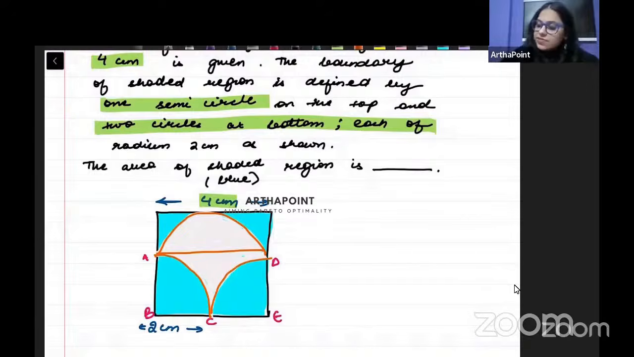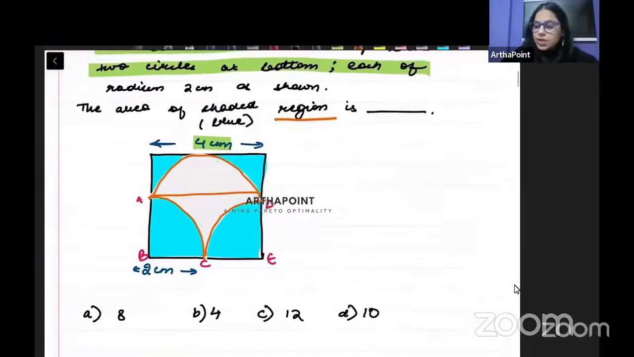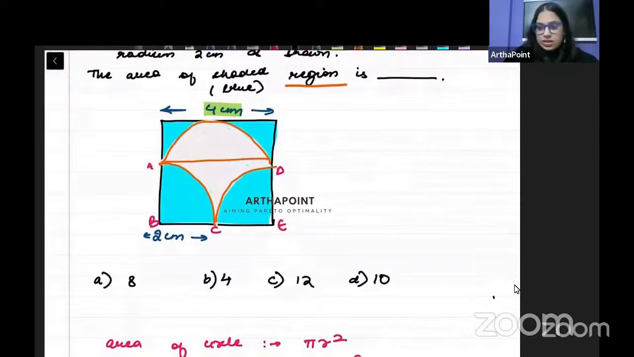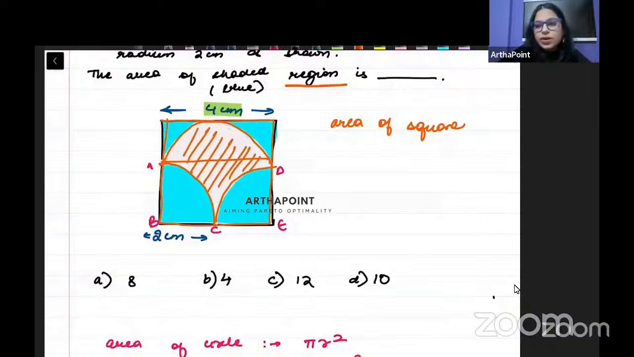It says find the area of the shaded region. And by area of shaded region, yes, beta, you have to remember all the volumes and areas. So the area of the shaded region, by that we mean the blue area. तो अब ध्यान से देखना, हाँ? See, in order to find the area of the blue portion, I can directly find the area of the square. And after finding the area of the square, I can subtract this area. That is one way in which I can go ahead and do that question.